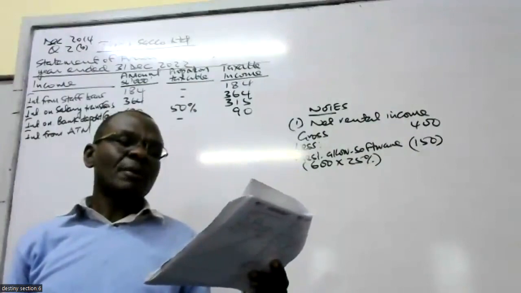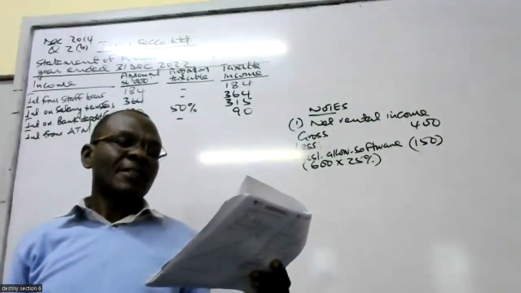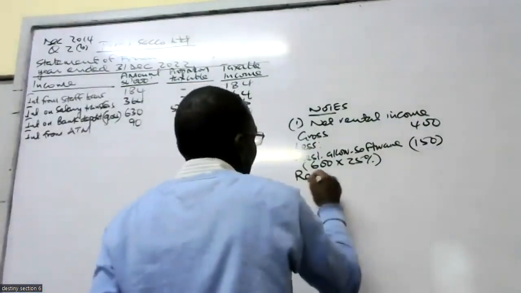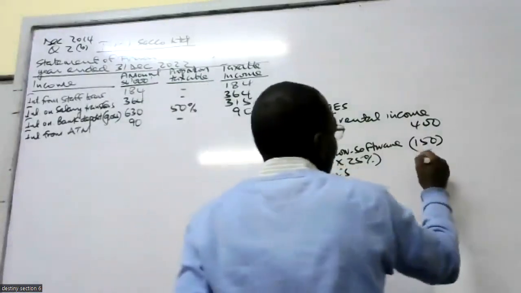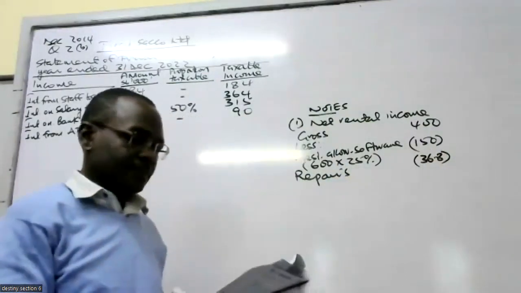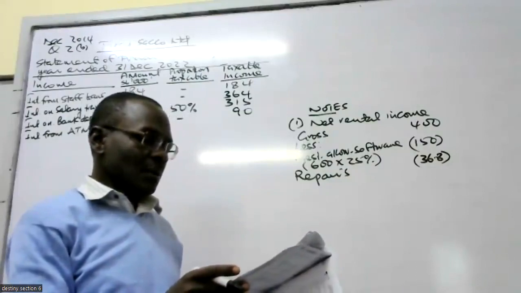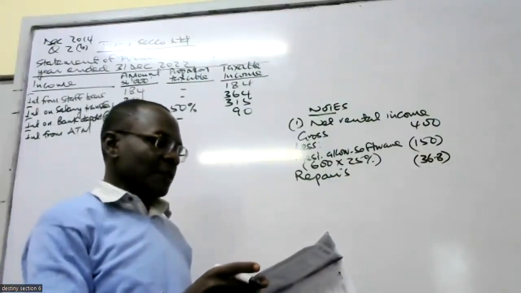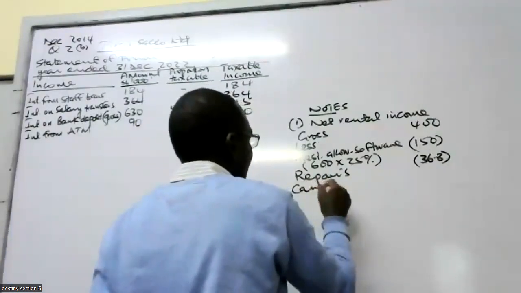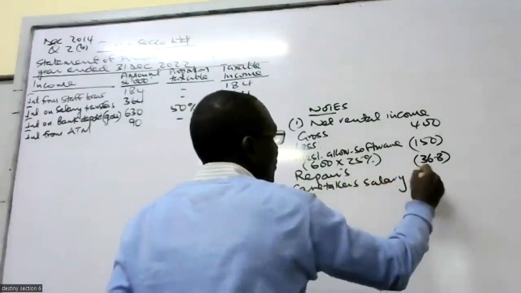Repairs of rental property is 36.8, so that's repairs. Then bank charges. Caretaker salary for rental property is another 150, so we have caretaker salary, another 150.